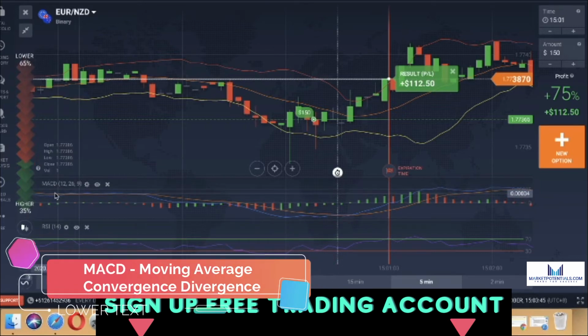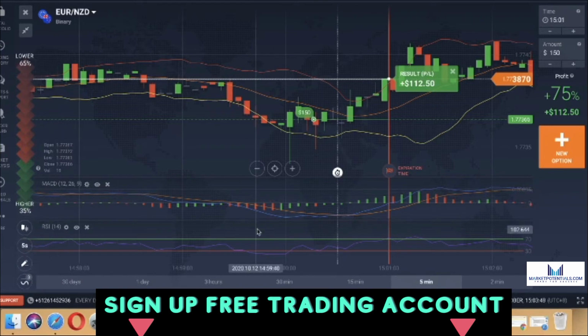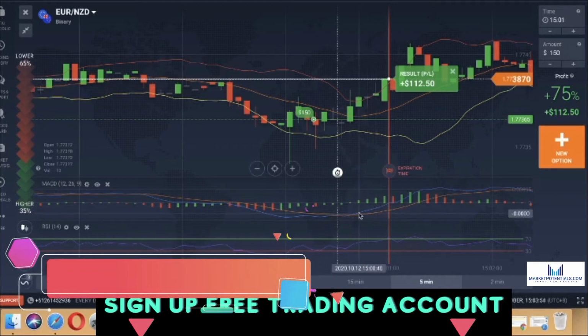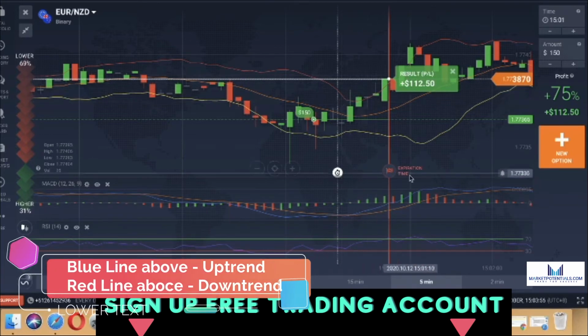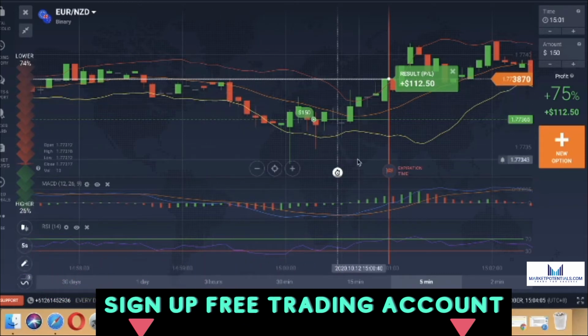It's moving average convergence divergence. Basically, when the blue line is above the red line, it's showing an uptrend, and you can see that here. See, blue line is above, uptrend is happening. And when the red line is on top, that's a downtrend. As you can see, the red line is on top, and obviously the chart is going down.